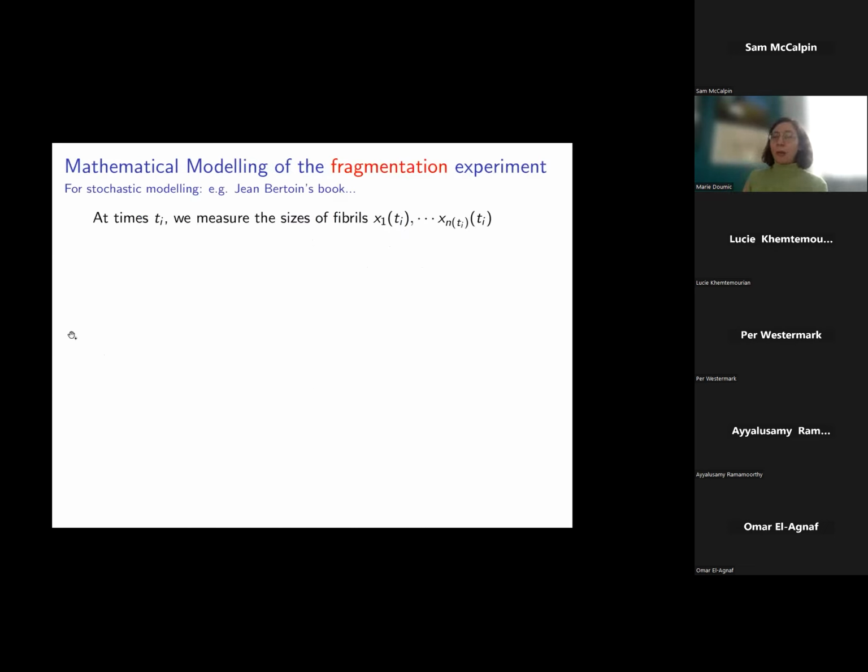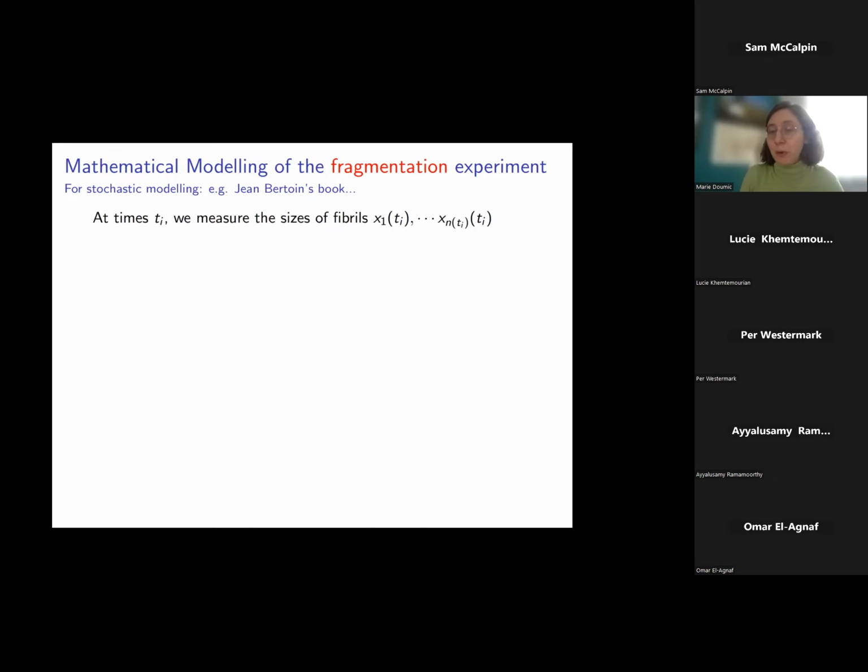Okay, so let's go back to the fragmentation experiment first. Our idea is, how can we estimate the way the fibrils break down? First of all, let's look at the experiment and write a model to understand what we really observe. It's extremely simple. At different time points, as you have seen, we measure the sizes of fibrils.